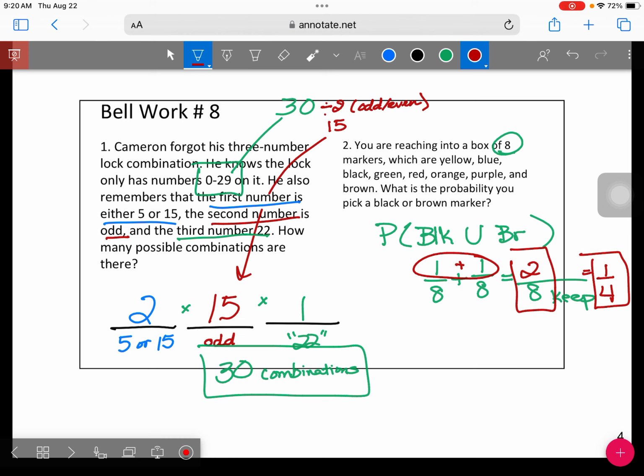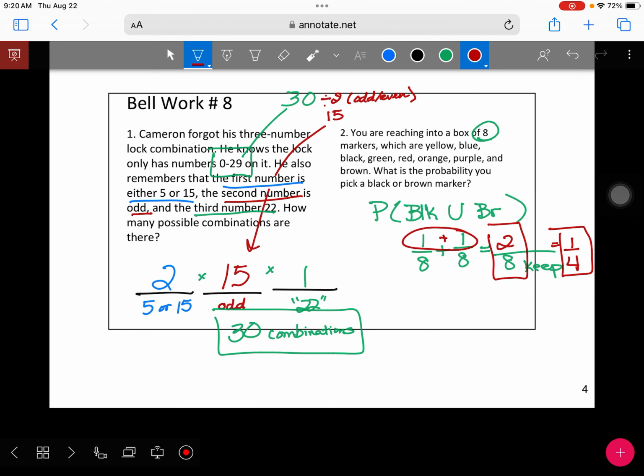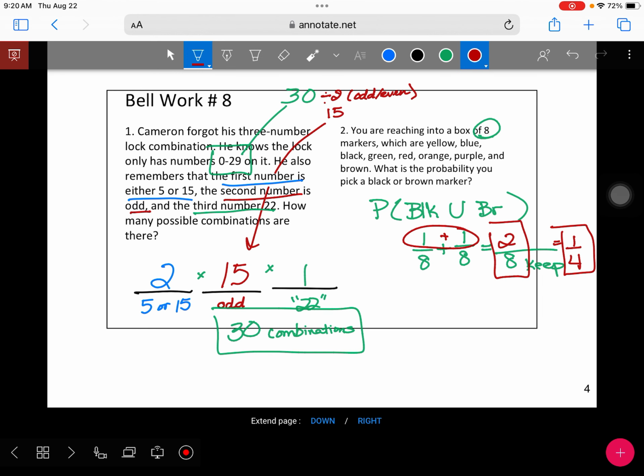Okay? Does that make sense, Brianna? Does that make sense? Yeah? Does that make sense? Okay. Any questions on Bell Work 8?